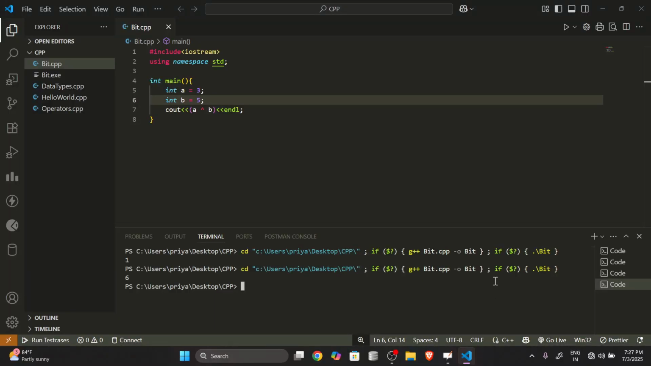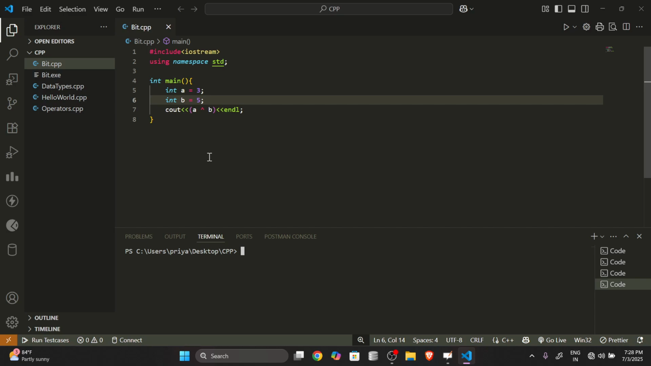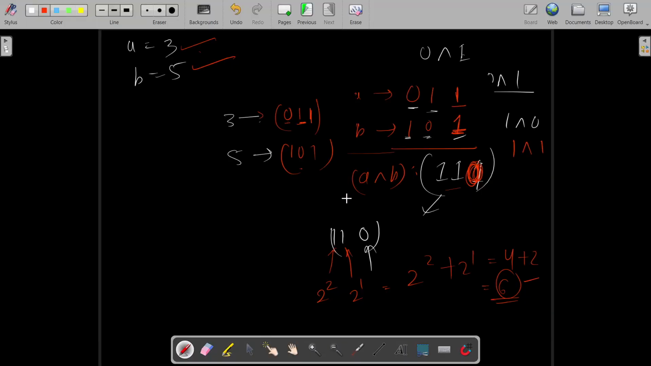Again I made a mistake, I'm sorry for that. Let's try to run this code. Yes, the output is 6. This is how we get the bitwise XOR of A and B. Now let me take you to the screen again. These were the main bitwise operators.